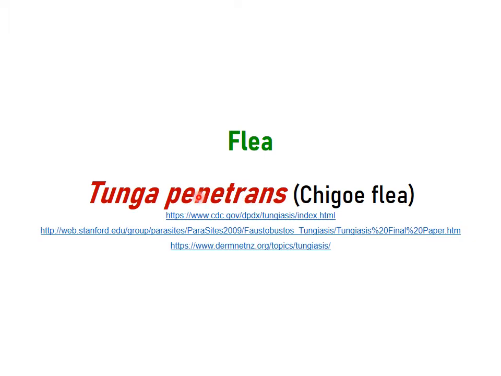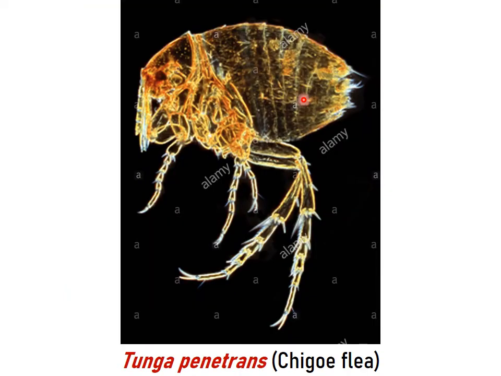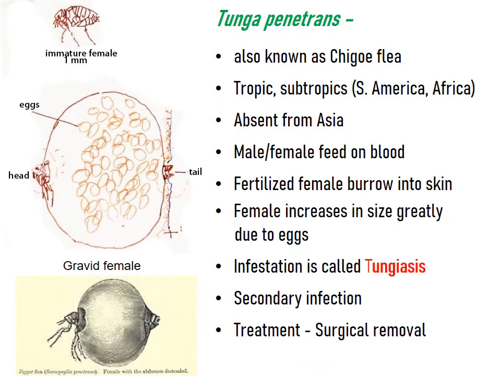The next flea that we'll be talking about is the chigoe flea. The chigoe flea is not a vector for any bacteria. However, it can result in disfiguring, debilitating skin lesions. This is how the chigoe flea looks. Again, it is laterally flattened. This is another image of the chigoe flea. The chigoe flea can be found in the tropics and the subtropics region. It cannot be found here in Asia.